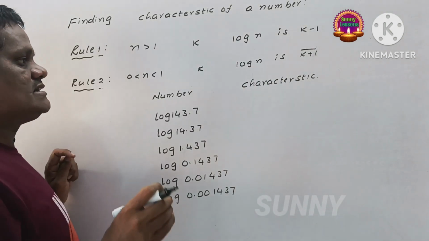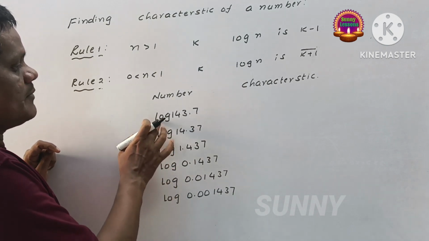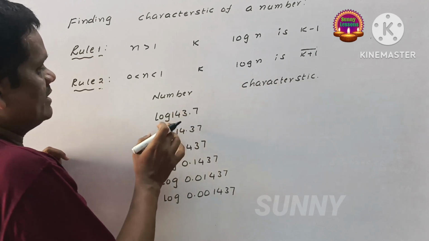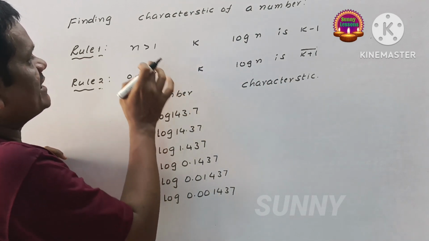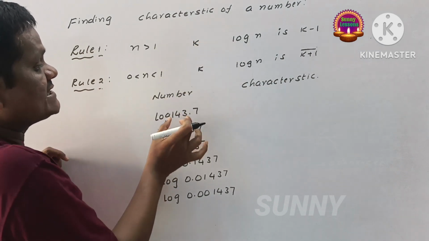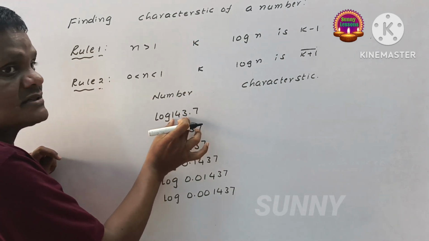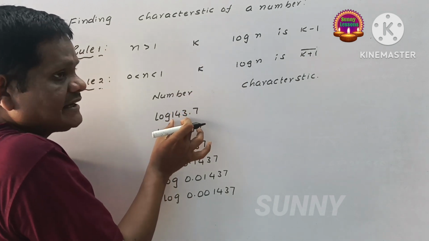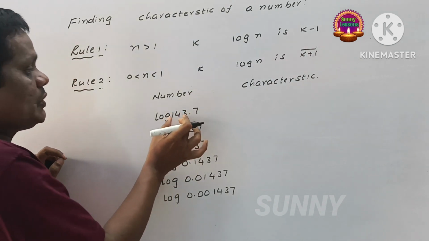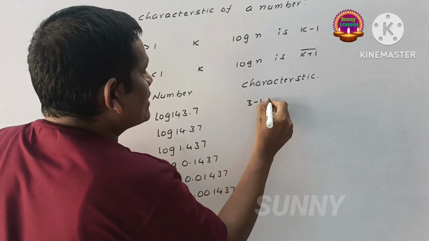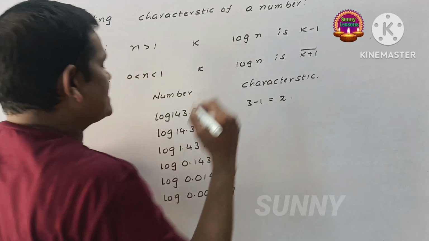Now we observe some examples. Logarithm of 143.7. What is the characteristic? 143.7 is greater than 1. Here it has k digits in its integral part, means it has 3 digits in its integral part. So the characteristic is 3 minus 1. So the characteristic is 2.